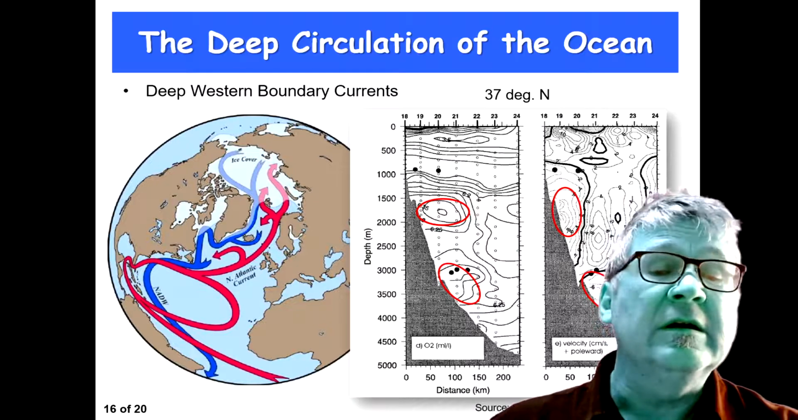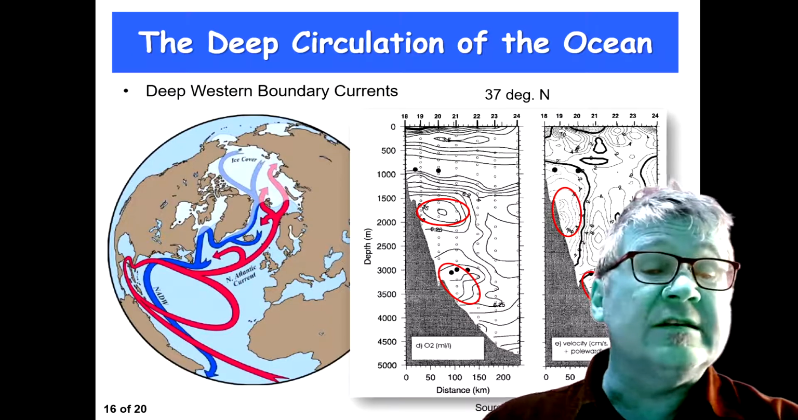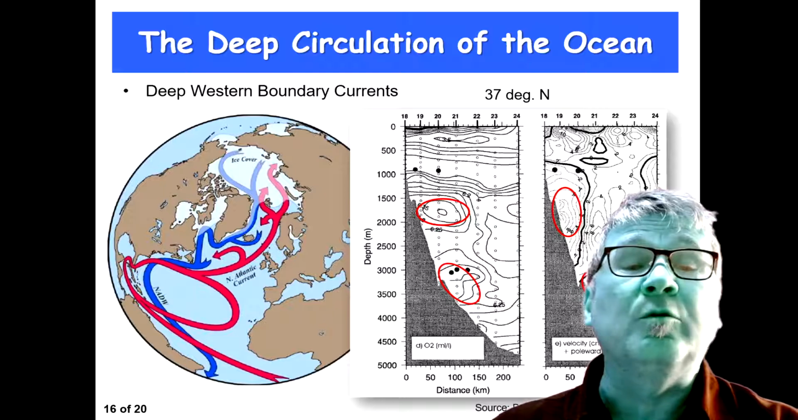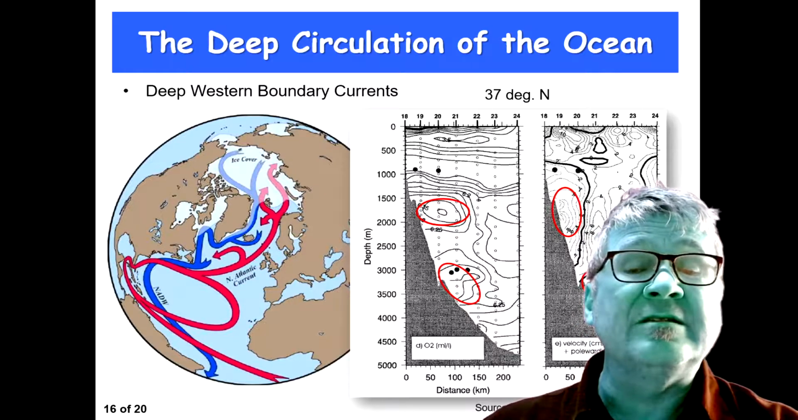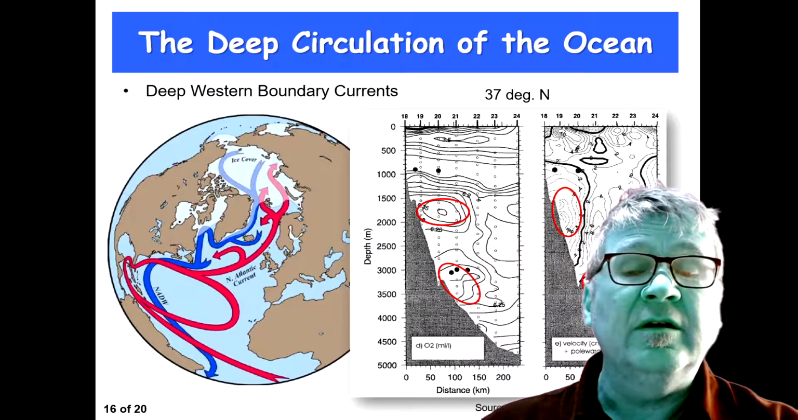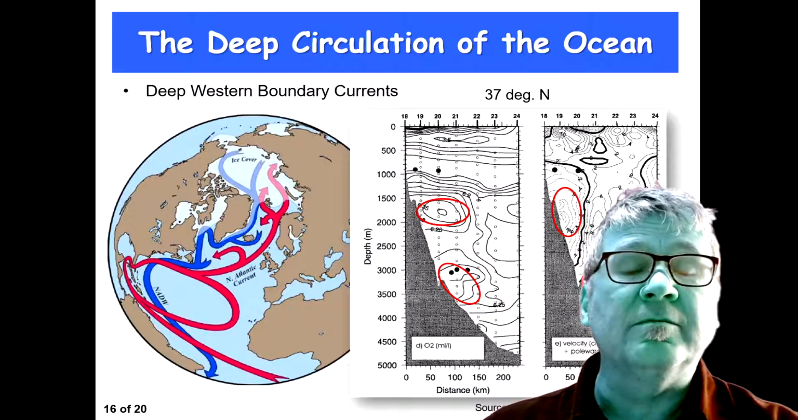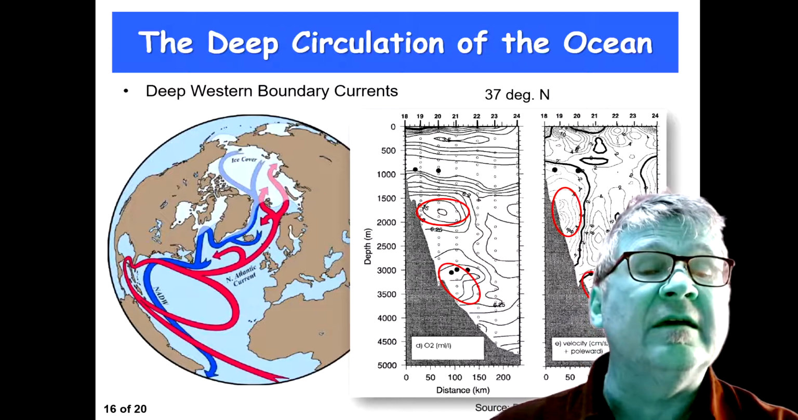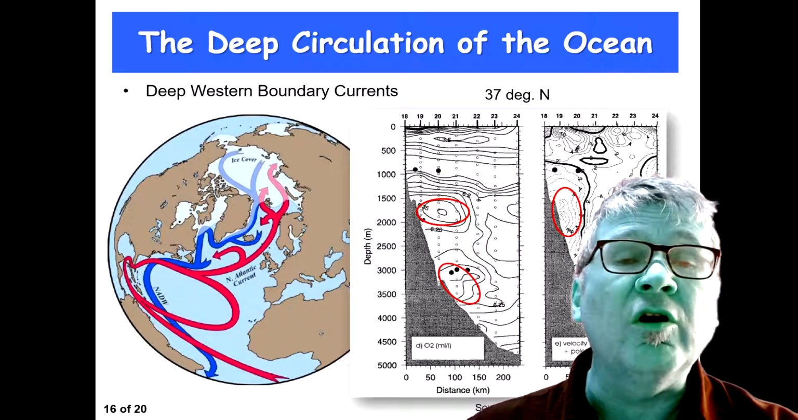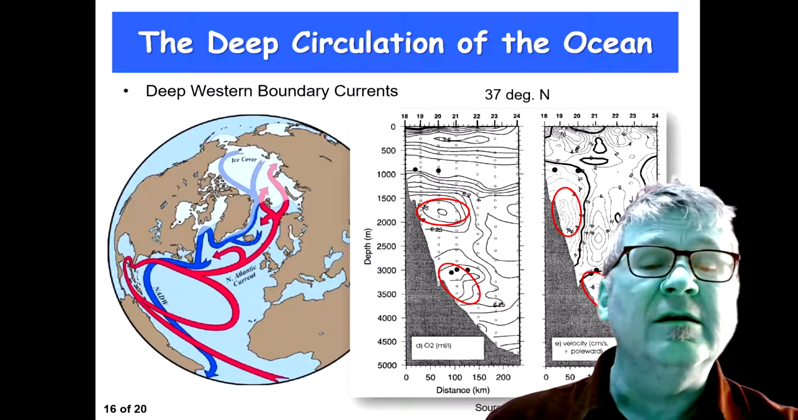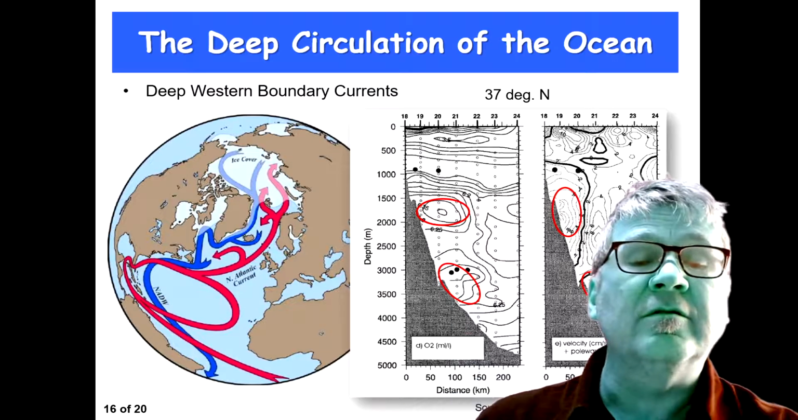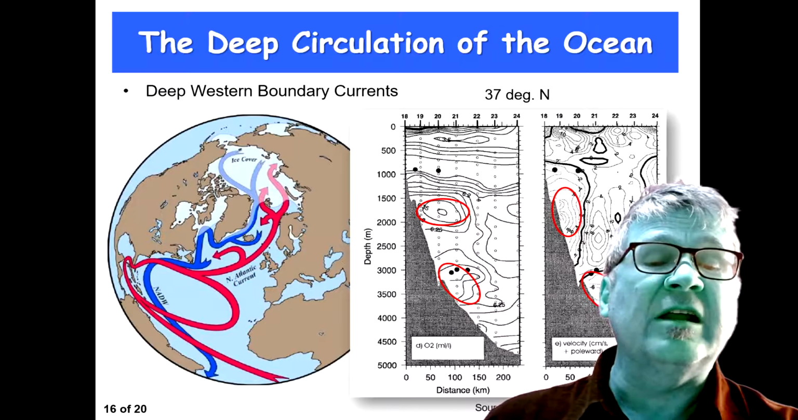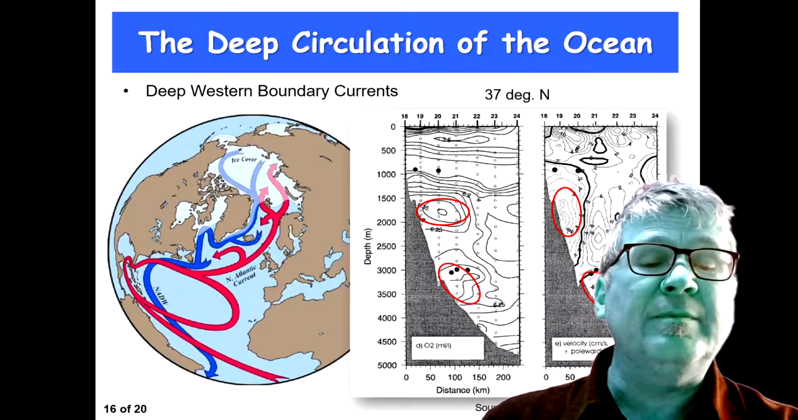Here's some measurements across the slope at 37 degrees north. This is around about where the deep western boundary currents cross the Gulf Stream in this area. And at depth, you can see regions where the dissolved oxygen concentration is a little bit higher, and you essentially cut across the core of a current. Okay, you get one shallow and one deep.